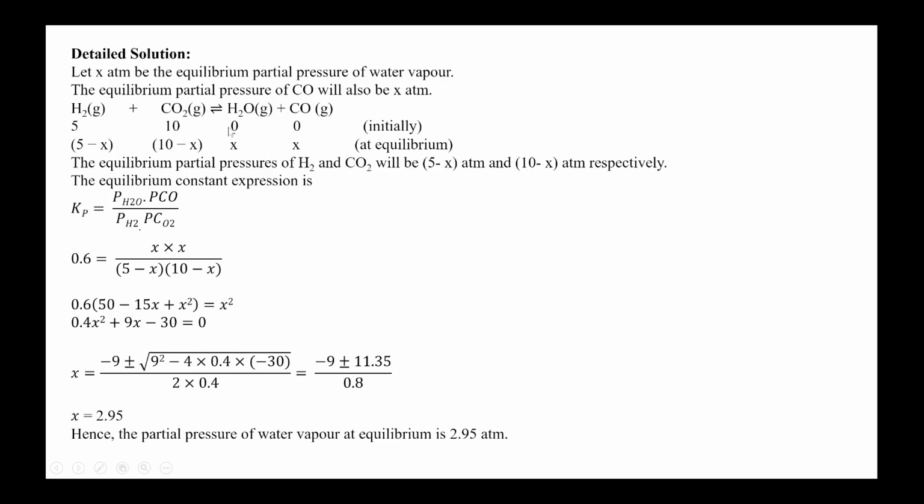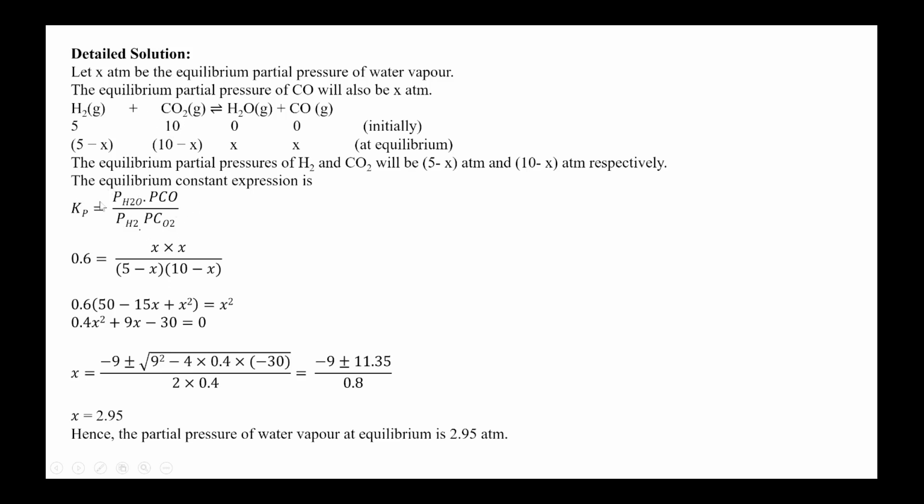And on the product side, 0 plus x would be the partial pressure of H2O, and 0 plus x would be the partial pressure of CO. Okay, so now from this, at equilibrium, how do we write the equilibrium constant? We write the equilibrium constant as the partial pressure of the products multiplied by the number of products and divided by the partial pressure of reactants. So we have partial pressure of H2O multiplied by partial pressure of CO divided by the partial pressure of H2 multiplied by partial pressure of CO2.